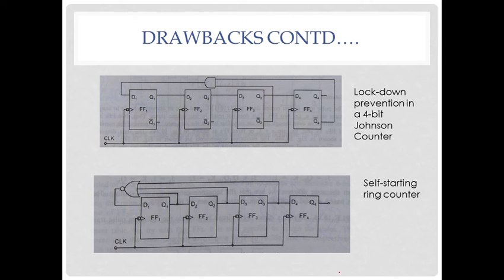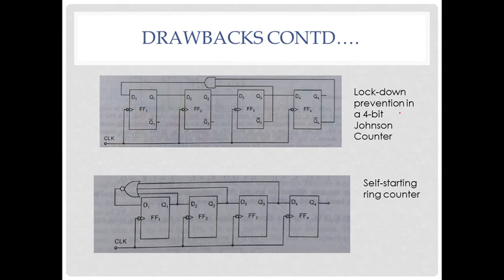If you want to make the ring counter self-starting, that is, if it enters an unused state, bring it back to a used state by using an OR gate. That OR gate is receiving inputs from Q3, Q2 and Q1, and the output is fed to D1. So this is a self-starting ring counter.